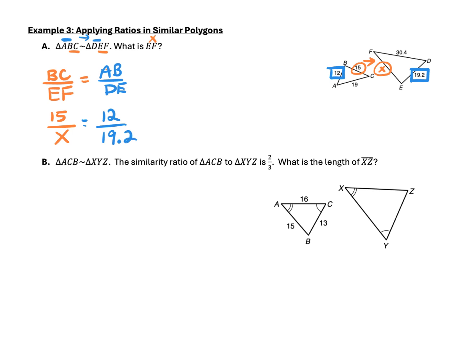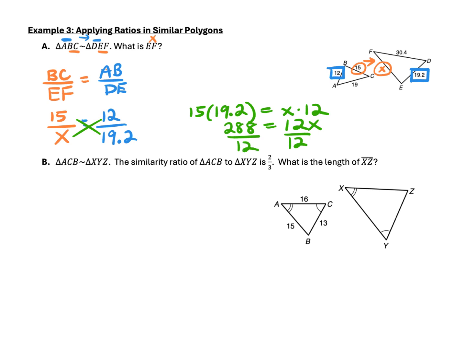Now let's solve that with a cross product. 15 multiplied by 19.2 is going to equal X times 12. Calculate that, 15 times 19.2, and that is equal to 288. And then if we divide by 12, 288 divided by 12 is 24. So the missing side X is 24. So I guess the question asks for EF. So EF equals 24.